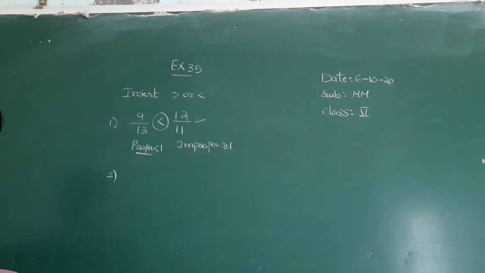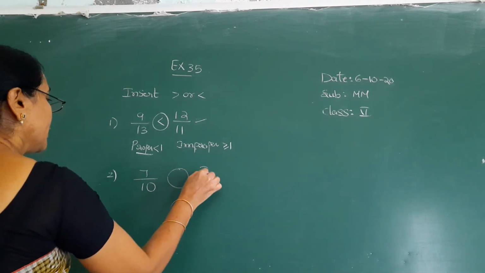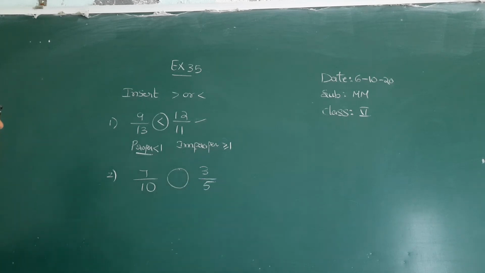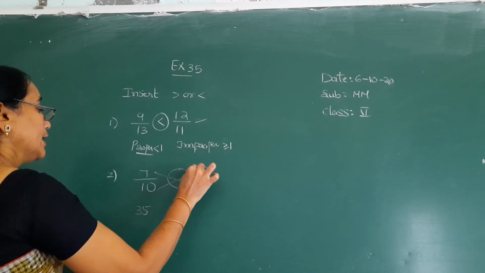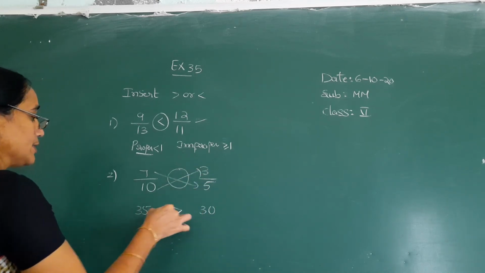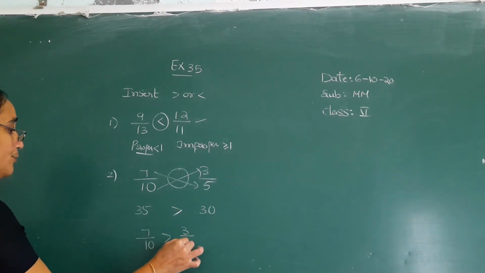See the second one. 7 by 10, 3 by 5. Here the denominators and numerators are different. So you have to find out the cross product, 35 and it is 30. So 35 is greater. You have to use greater symbol. 7 by 10 is greater than 3 by 5.